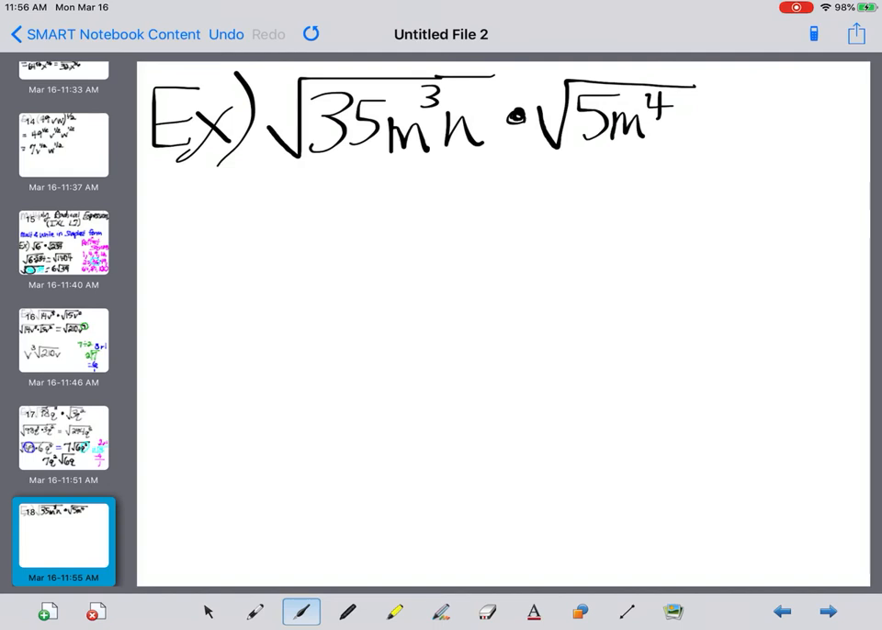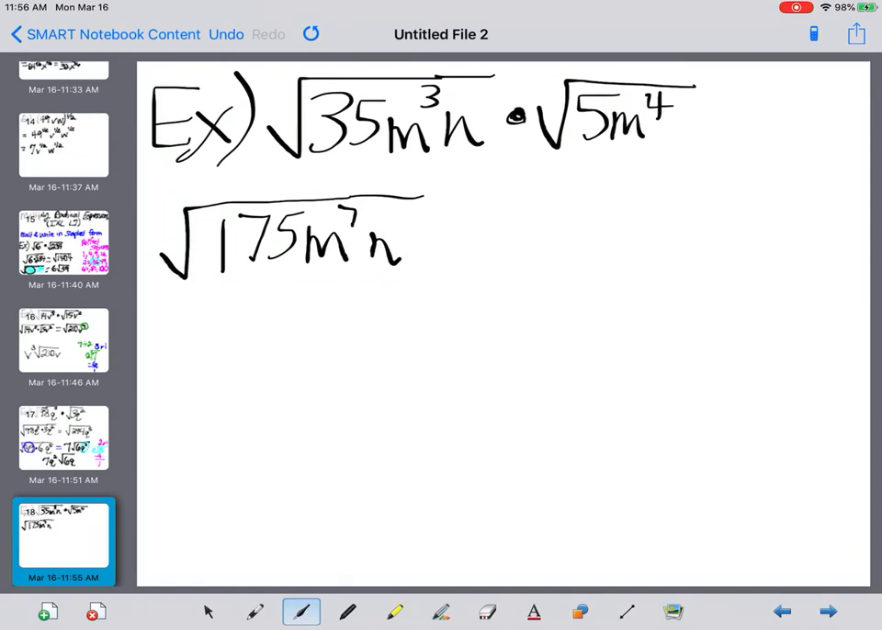So I'm going to do the square root of, and I really don't need to show this step again, do I? 35 times 5, let's see what that is. I think 175. Yep, it is. So I'm going to have 175, and then I'm going to add my exponents. So I'm going to have m, 3 plus 4 is 7. So m to the 7th. But the only n I had was just that one. So that's going to stay like that.